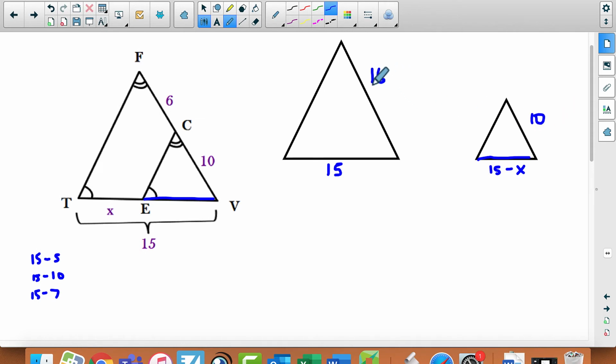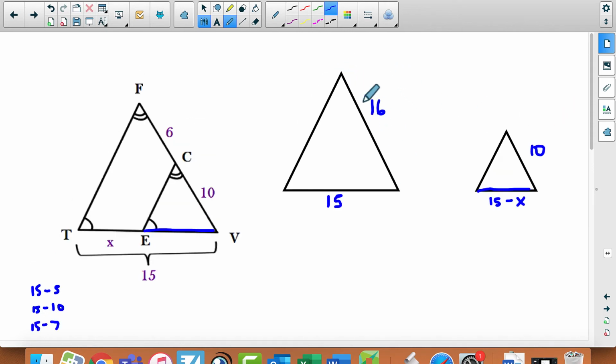If we look at the big one, this side here, 16, corresponds to 10. So there's our first fraction, 16 over 10. We had the big one on top here, so put the big one on top here, 15. And that corresponds to 15 minus x.